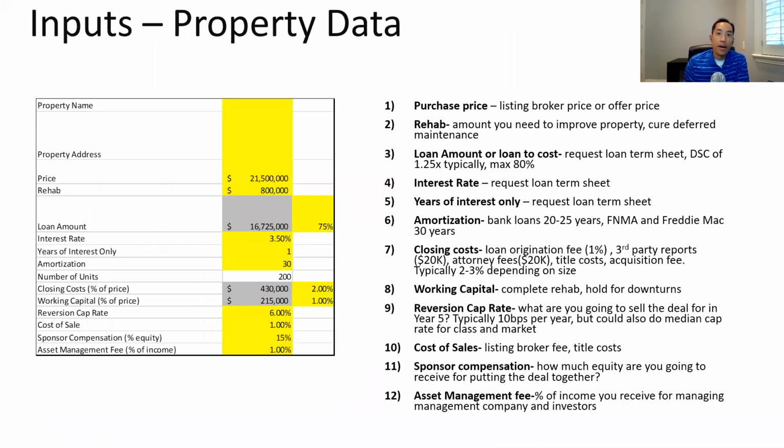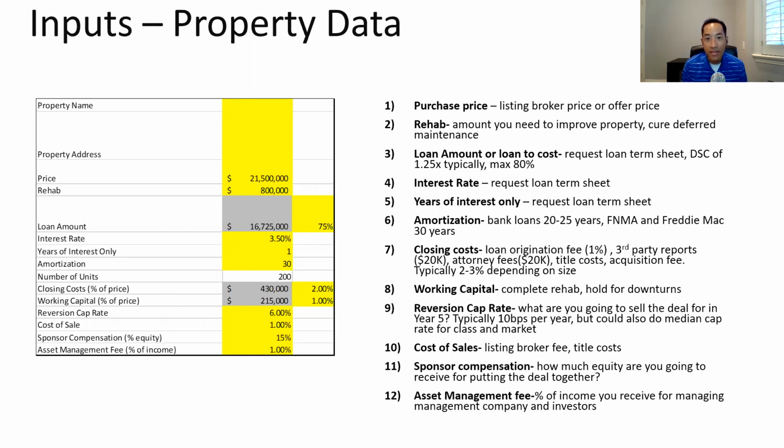So at the front end, I just plugged in a number which I thought was reasonable, 21.5 million, which is about 107 a door right now. Rehab, I used about 4,000 a door, about 800,000. And then for loan amount, I used 75%, which is pretty standard, but obviously request a loan term sheet. Based on the debt service coverage, this will be your actual loan amount.